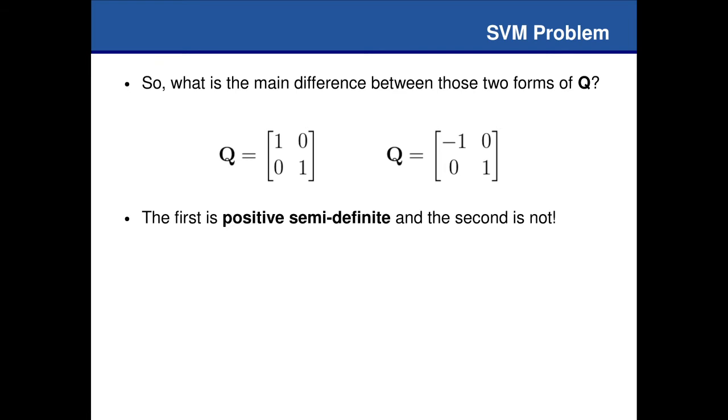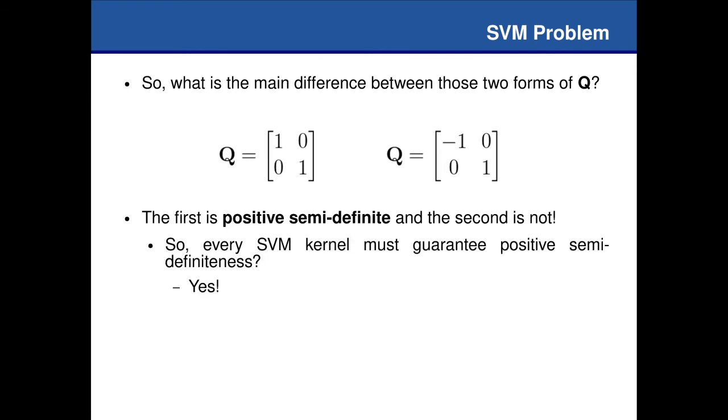Okay. So how can I understand if I have a positive semi-definite matrix in my hands or not? How can I understand what is the difference comparing those two matrices? Every support vector machine kernel must guarantee that I have this kind of positive semi-definite matrix. If I have something like this, I will never have a solution for my problem.